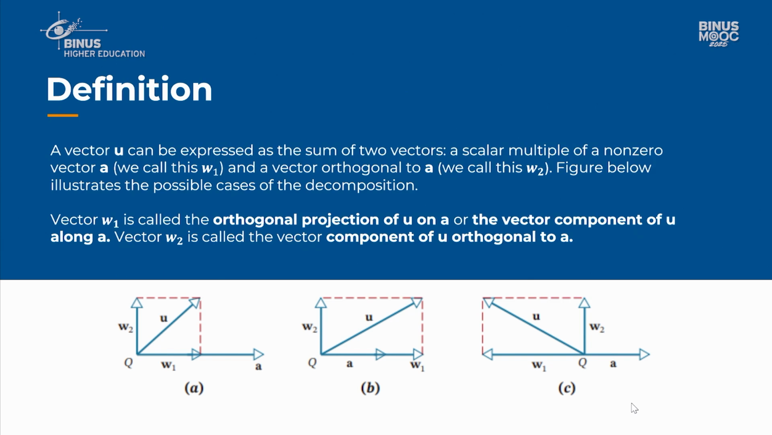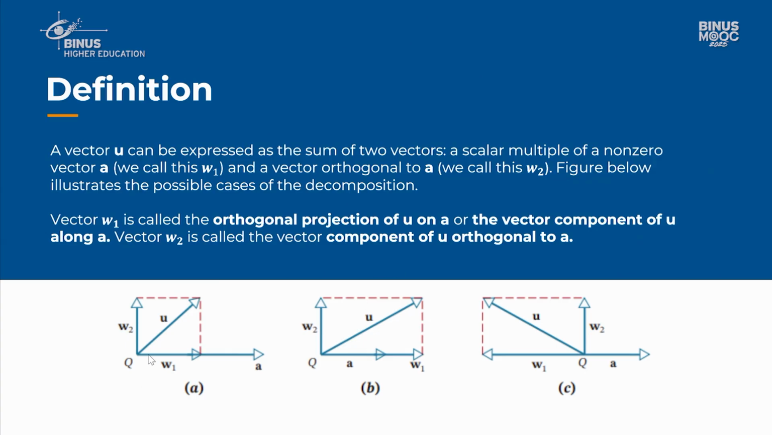The definition. So we have a vector u. It can be expressed as the sum of two vectors: a scalar multiple of a non-zero vector a, which we call w1, and a vector orthogonal to a, which we call w2. The figure below illustrates the possible cases of the decomposition.